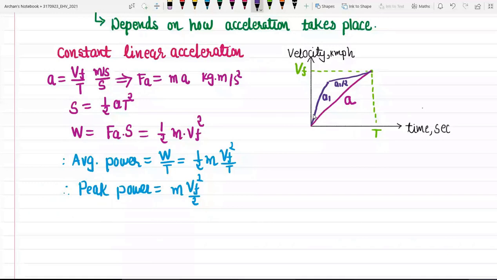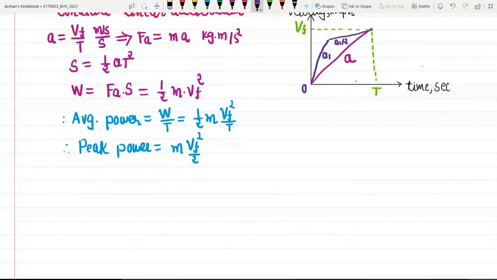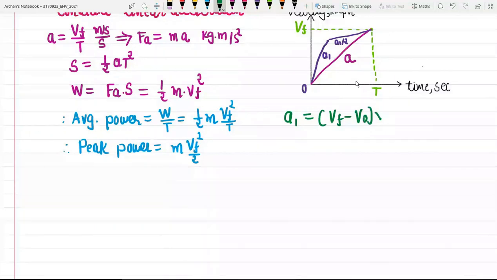So what we are doing is accelerating the vehicle at a rate a1 for the first t by 2 time, and at a rate a1 by 2 for the rest of the time, that is from t by 2 to t. And what we have seen is that the acceleration a1 required in this case was equal to (vf minus v0) into 4 by 3 times t.